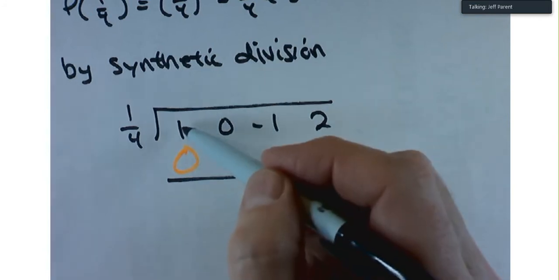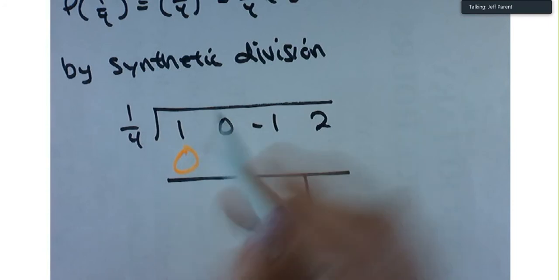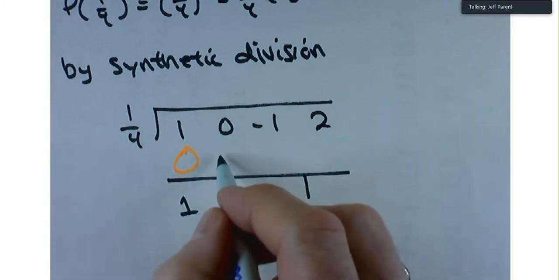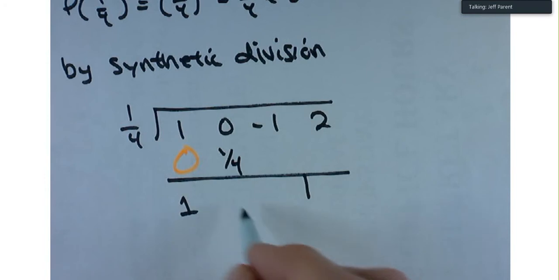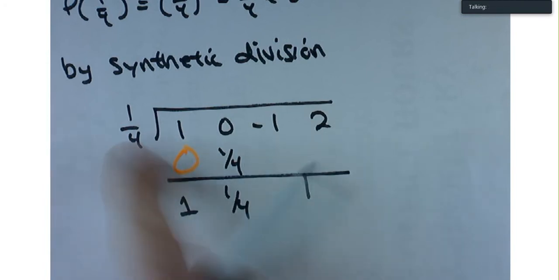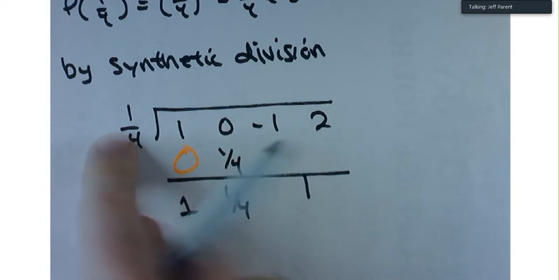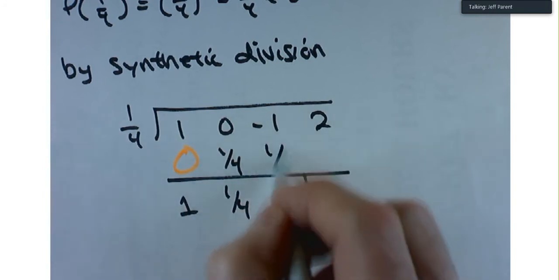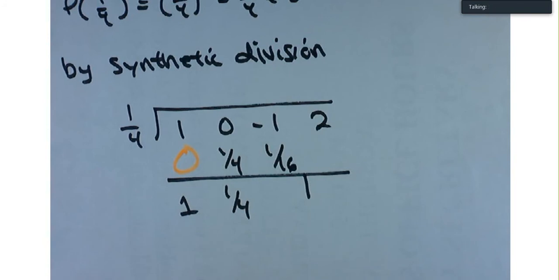Underneath the 1, add going down gives me a 1. 1/4 times 1 is 1/4. Add going down. Multiply to go up. 1/4 times 1/4. Multiply the numerators, you get 1. Multiply the denominators, you get 16.